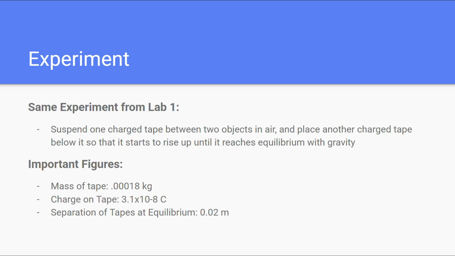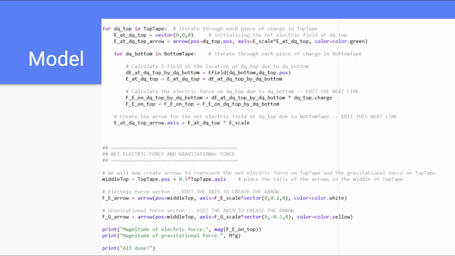So the actual experiment was the same experiment from lab one, where I suspended a charged tape and then brought another charged tape under it, and basically the repulsion force made the top one raise up a little bit until it reached equilibrium with gravity, and from there I could figure out what the charge on the tape was due to the distance that I found. So the important figures we need to keep track of are the mass of the tape was 0.00018 kilograms. The charge on the tape was 3.1 times 10 to the negative eighth coulombs, and the separation of tapes at equilibrium was 2 centimeters or 0.02 meters.